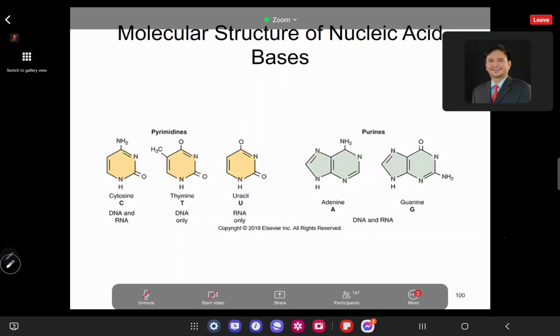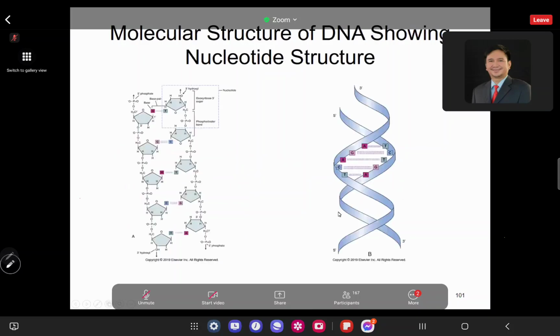Again, showing you just the nitrogenous bases. So you have here your cytosine, thymine, uracil, adenine, and your guanine. So this is how it looks like. Look at your structure B. Look at the hydrogen bonds, especially in your DNA structure.